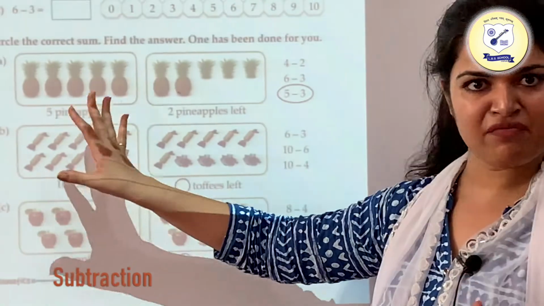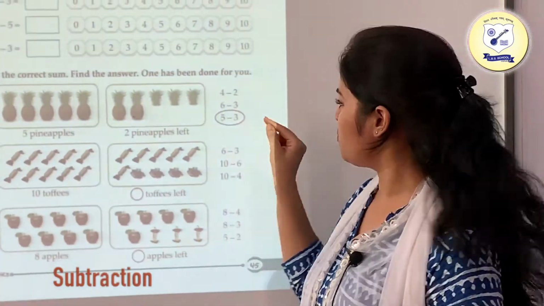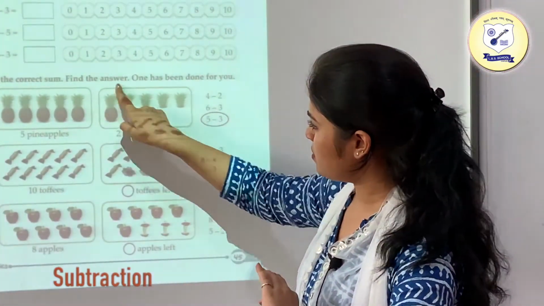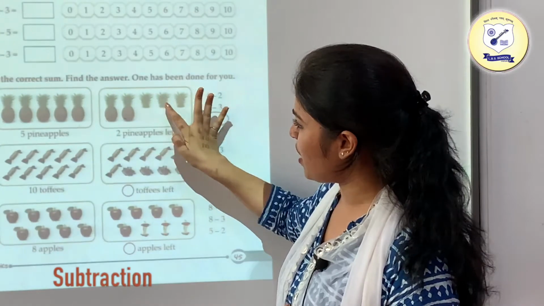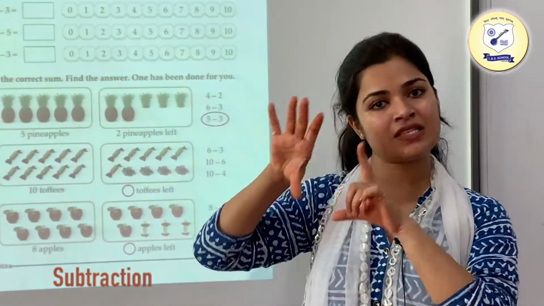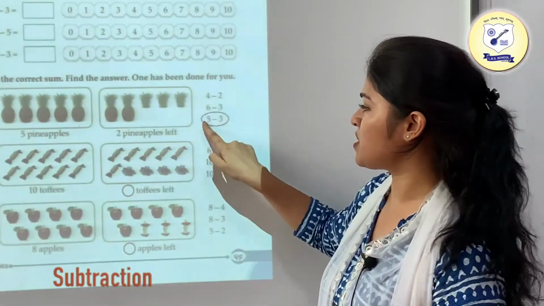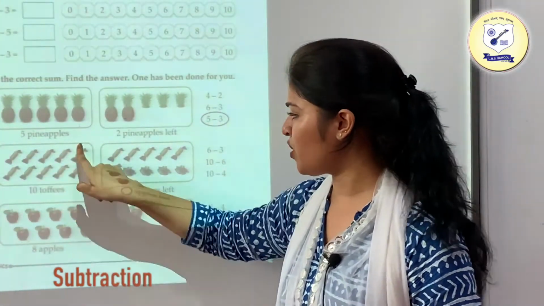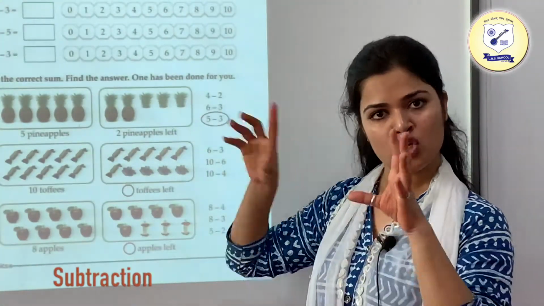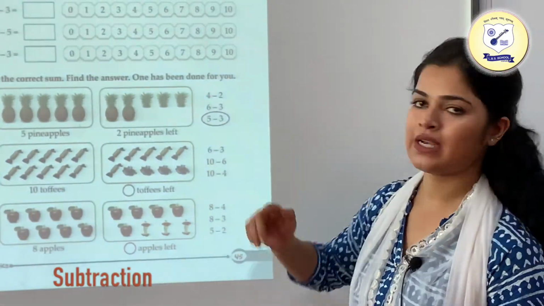We are having 5 pineapples over here, 1, 2, 3, 4 and 5. What you need to do is subtract how many pineapples are being left from here. 2 are left and we have removed 1, 2 and 3 pineapples. So the answer of this is going to be 5 minus 3, the number which is being left. Similarly, we are having 10 toffees and we have just taken away 1, 2, 3 and 4 from you. So your answer is going to be 10 minus 4. So this is going to be your correct answer.